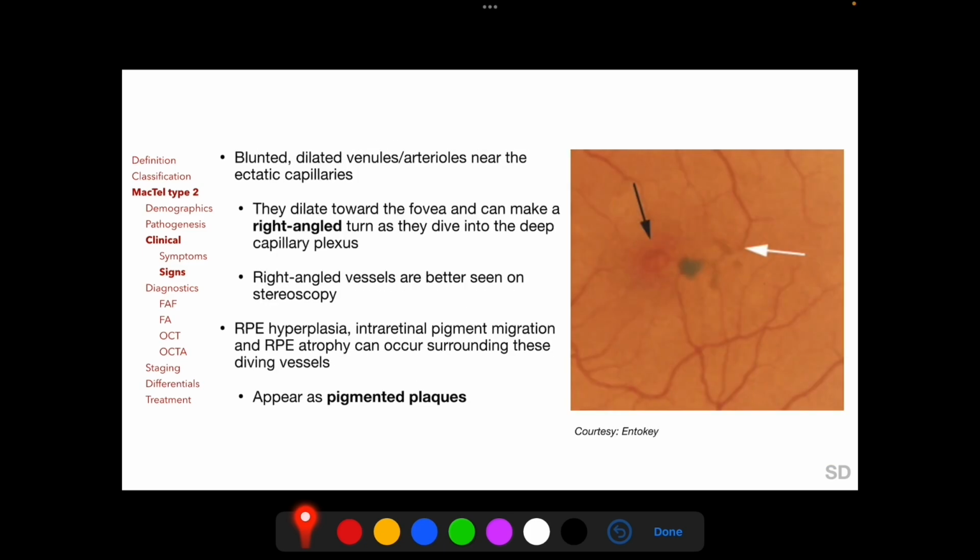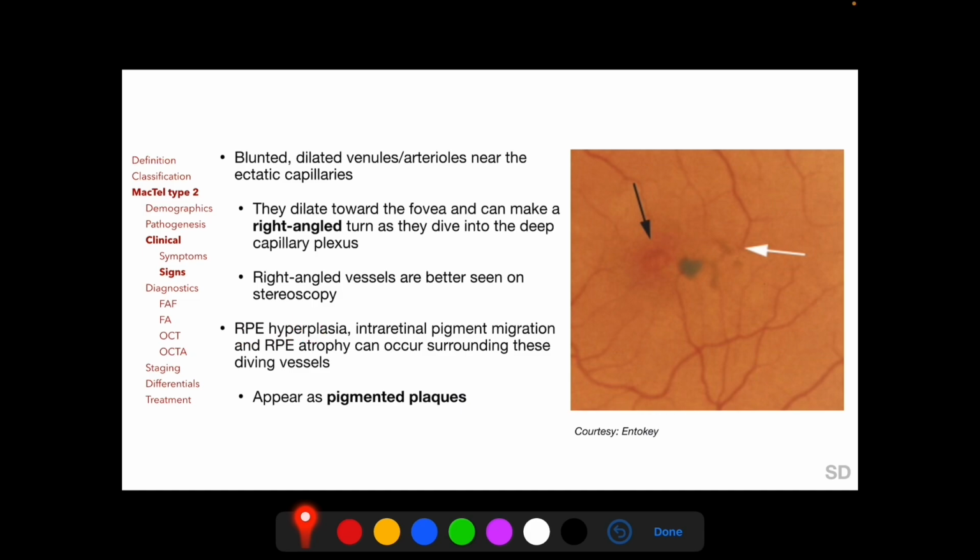disruption. A characteristic feature of MacTel type 2 is the presence of blunted and dilated venules or arterioles, but more commonly venules, near the ectatic capillaries, as seen here in this clinical photograph. Normally, arterioles or venules become narrower as they approach the fovea, but these blunted and dilated venules or arterioles of MacTel type 2 dilate as they approach the fovea and make a right angle turn as they dive posteriorly towards the deep capillary plexus.